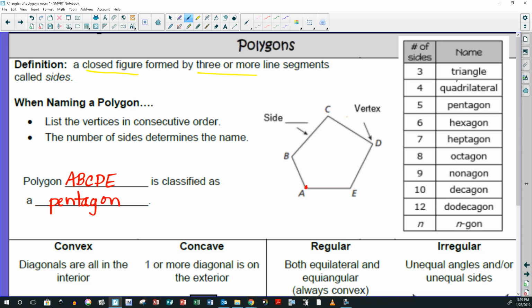Make sure that you're well aware of the number of sides and the names. Notice that they skipped 11, so we're going to go over that. Since 10 is a decagon, because deca is 10. 12 is dodecagon, so 11 would be undecagon, because most of these terms are either Latin or Greek derived.